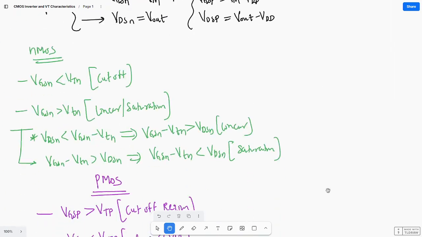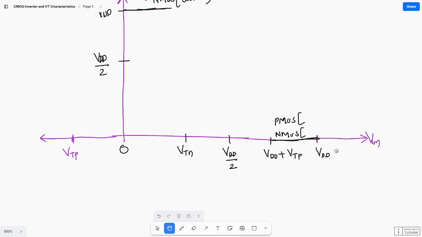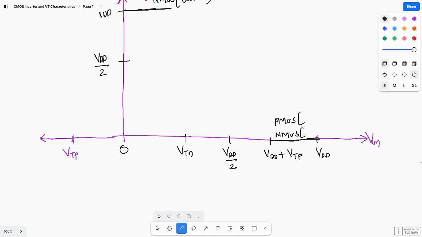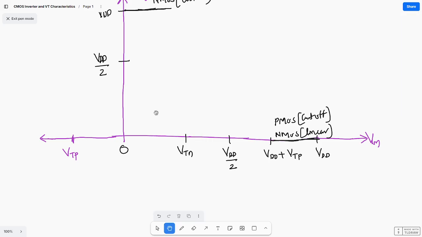So in this region, what happens? PMOS will be in a cutoff region. PMOS will be open circuit, that means cutoff region, and NMOS will be linear region. That means that will be on, short circuited, that will be on.